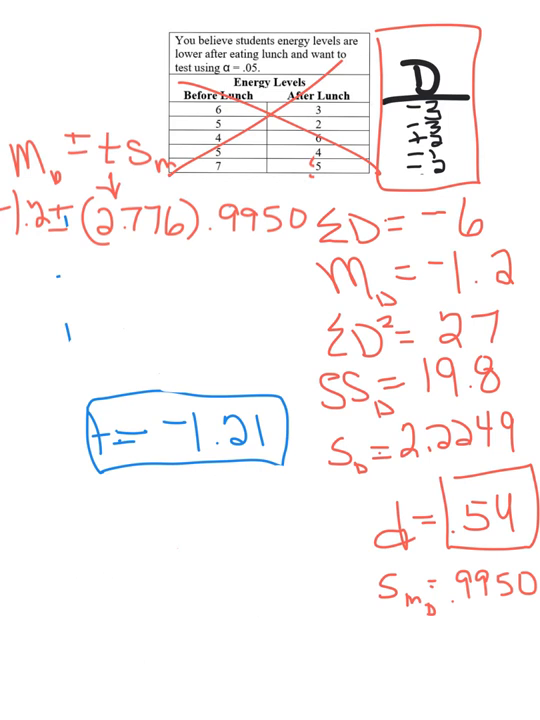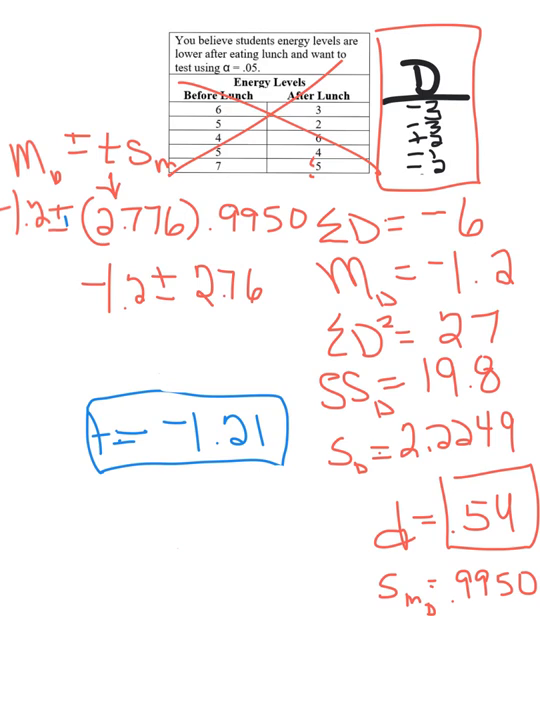So the reason why I did that is because I wanted to show you that, I can erase this, what I usually do is multiply the critical value times the estimated standard error. So 2.776 times 0.9950 is 2.76, but I'm going to use 2.76. Plus and minus, remember that sample mean difference, which is negative 1.2. So now once I get that, I'll have my upper and my lower boundaries.